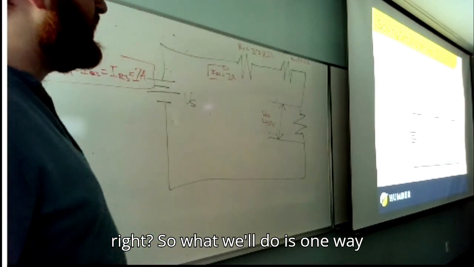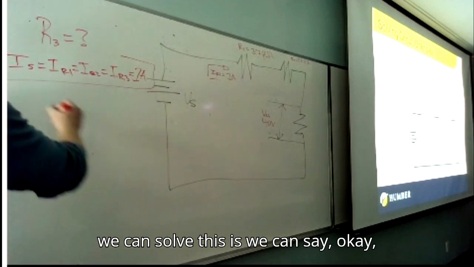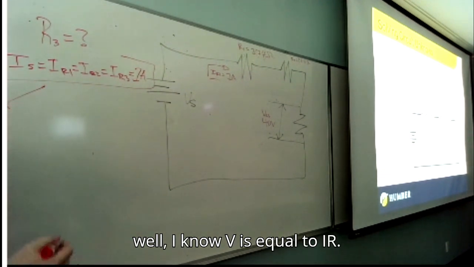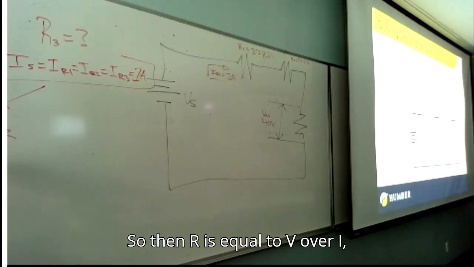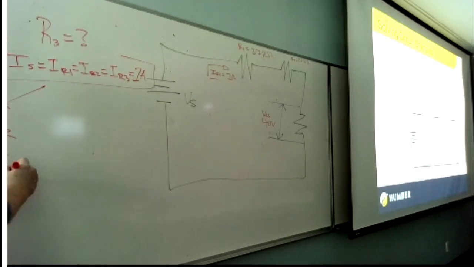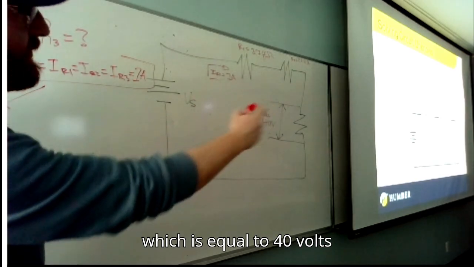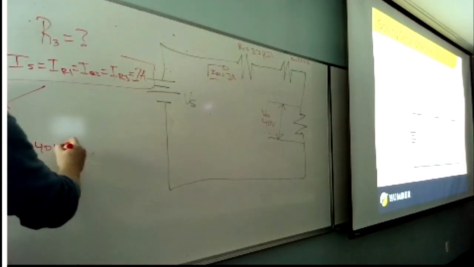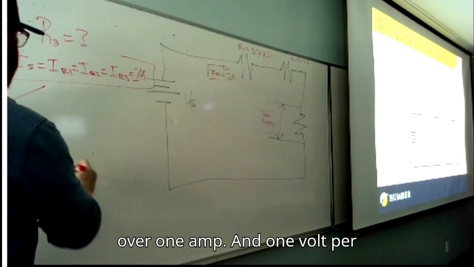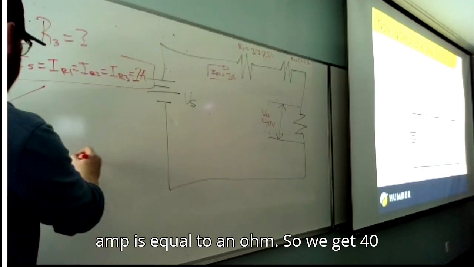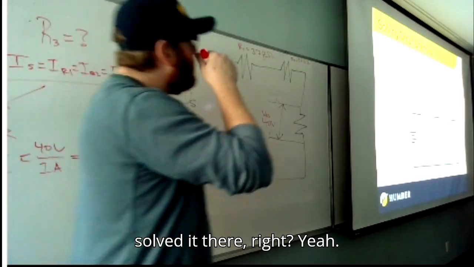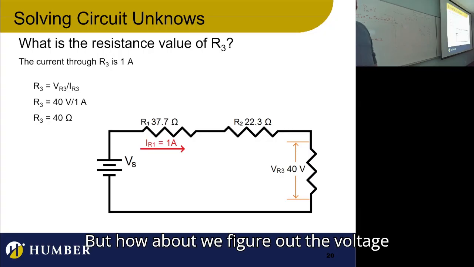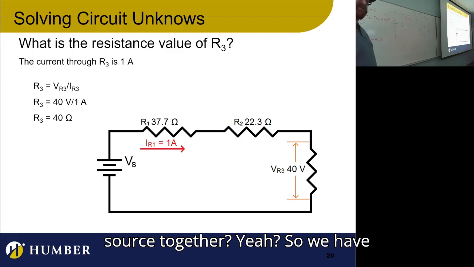So one way we can solve this is we can say, okay, I know V is equal to IR. So then R is equal to V over I, which is equal to 40 volts over 1 amp. And 1 volt per amp is equal to an ohm. So we get 40 ohms, which I think is the way they solved it there, right? Yeah. But how about we figure out the voltage source together?